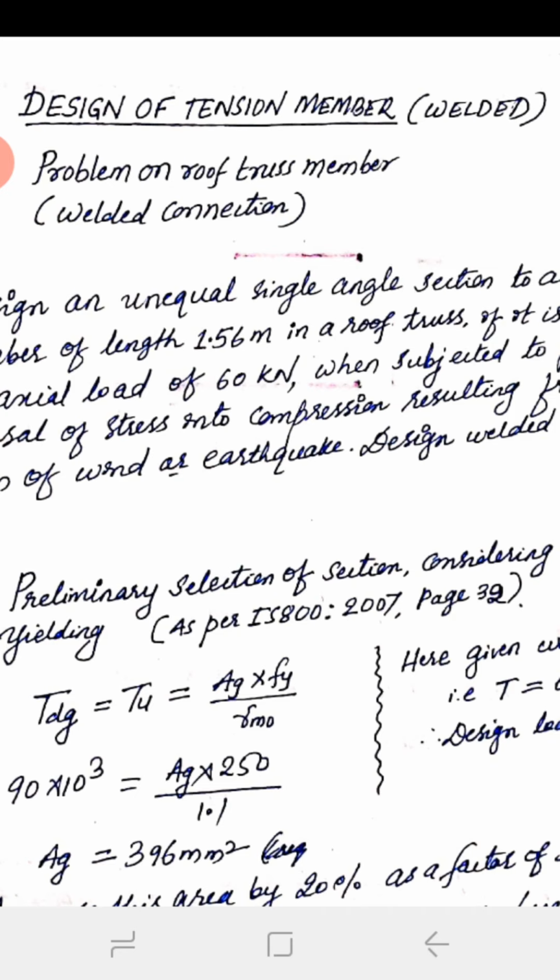So in this particular lecture I will be solving a design problem of welded connections. In the previous lecture we solved bolted connections, and in this lecture I will be taking welded connection design. I am considering a problem on a roof truss member. Generally, these kinds of problems will be asked in the exam, so I am taking that problem and designing the section here.